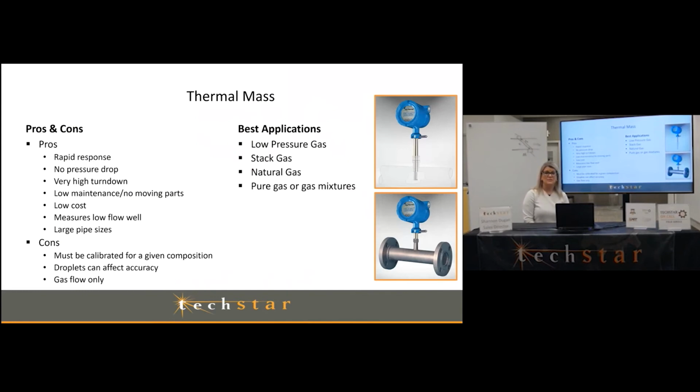And then the bottom picture is an inline meter. Normally we see these for smaller pipes because if you use them in larger pipes, then it's simply going to be more expensive because you're buying the pipe itself. Pros, these have very rapid response, virtually no pressure drop. The amount of insertion into that line is significantly smaller than, say, a turbine meter or even a vortex meter. So they're going to have lower pressure drop for you.